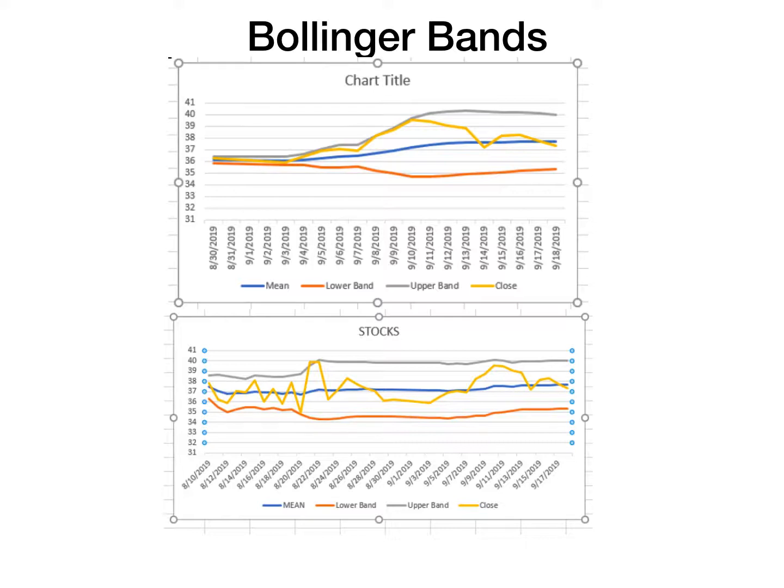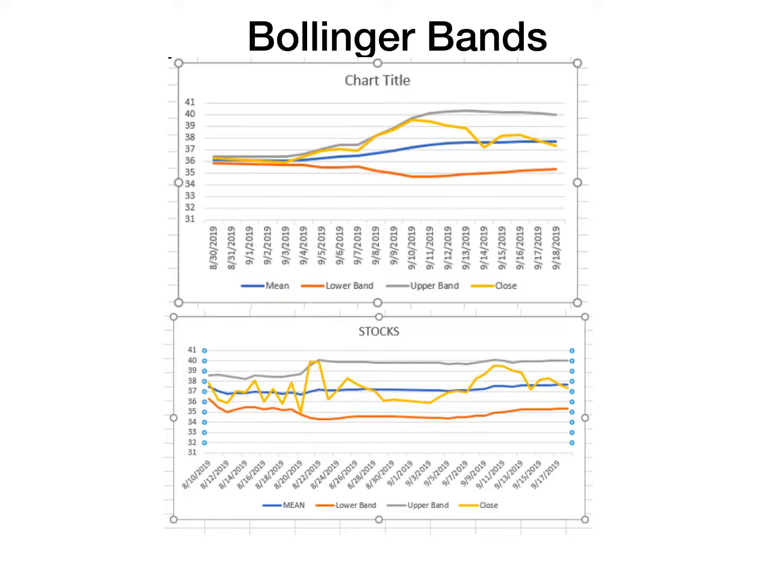The Bollinger Band describes this situation where the gray line, which is the upper band, is 2 standard deviations above the mean, that's the average price, and the red line is 2 standard deviations away from the mean. So in order to calculate this upper band, we add 2 standard deviations to the mean.